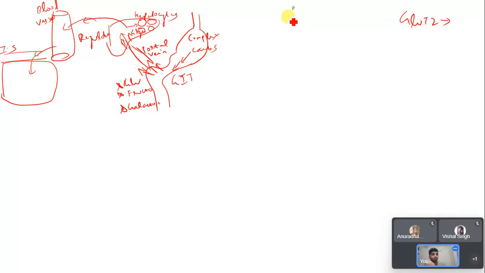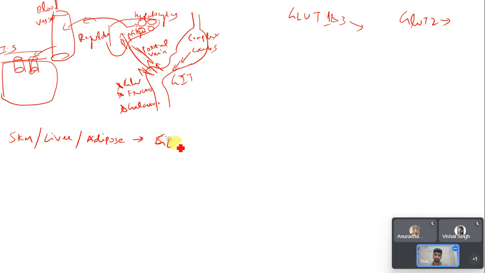Now the GLUTs, the glucose transporters, play a role here in how glucose goes into the cell. There are different cell types. As I told you, GLUT1 and 3 are ubiquitous. Every other cell in our body will have GLUT1 and 3, but special cells, skeletal muscle cells, liver, and adipose tissue, have a special transporter, GLUT4.